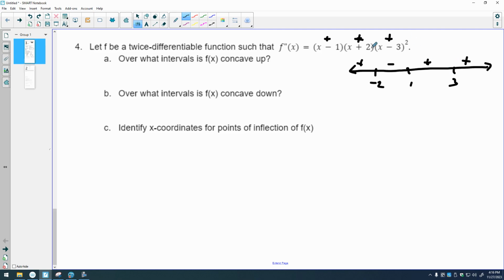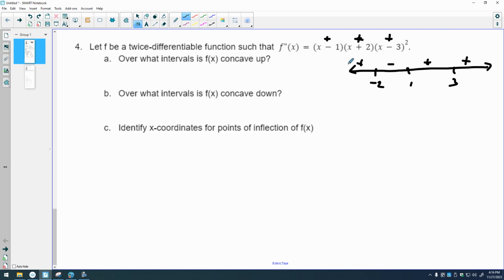Why? Because this is always positive and it will not change signs at a squared factor. If my factor is raised to an even exponent, there will be no sign change from one side to the next. If it's raised to an odd exponent, there will be a sign change from one to the next. That's a pretty important concept from last year.